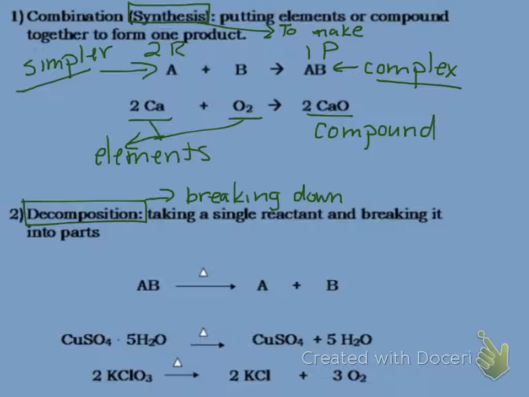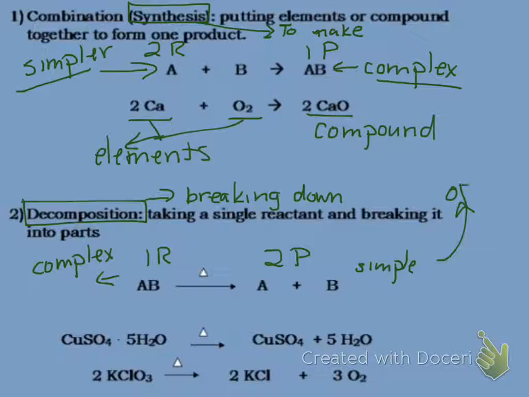Here we have 1 reactant and 2 products. The reactant is complex, and relatively speaking, the products are more simple. You may have noticed a pattern. It is simply the opposite of synthesis. So when we look at synthesis and decomposition, they're simply more or less flip-flops of each other.